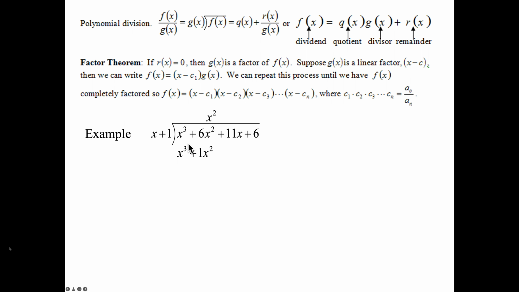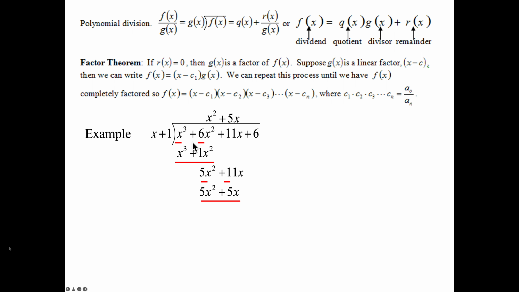Now we subtract both terms. And the goal here is to cancel out the leading term on the inside, which we're doing. 6x squared minus 1x squared becomes 5x squared. Bring down the next term. Now 5x squared is your new leading term on the inside. Take 5x squared, divide it by the leading term on the outside. 5x squared divided by x is 5x. Line it up over the x term. Take 5x, multiply it to everything out in front. 5x times x is 5x squared, 5x times 1 is 5x.